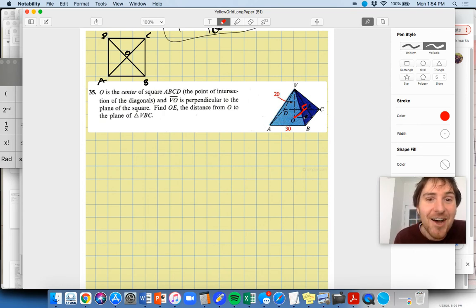So find OE. We got to find that. Ooh, this is a tricky problem here. Find OE. Distance from point O to the plane VBC. So we have a right triangle. We have a bunch of right triangles to deal with here. Which are the ones that are going to help us?